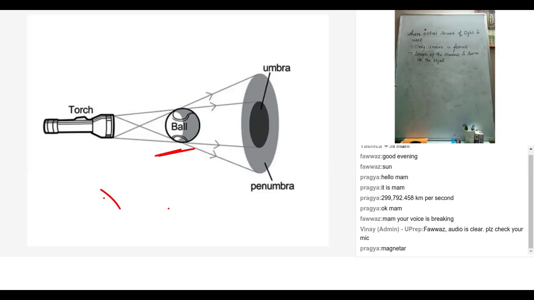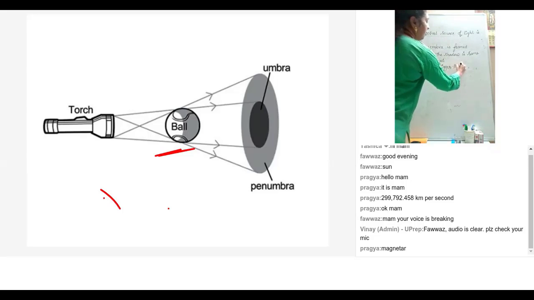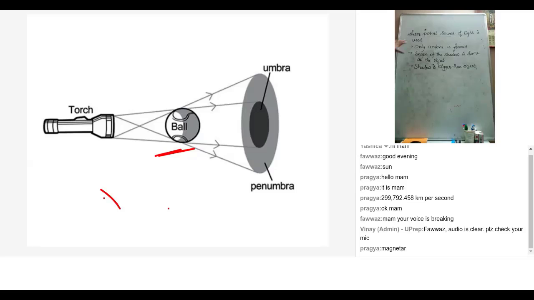If you are taking a ball, the shadow is also circular. If the object is of rectangular shape, the shadow will also be of the same shape. Did you understand? Yes, ma'am. And very importantly, the shadow is bigger than the object. You will see these characteristics for a shadow when you are using a point source of light. Is that understood? Ma'am, I have a doubt.